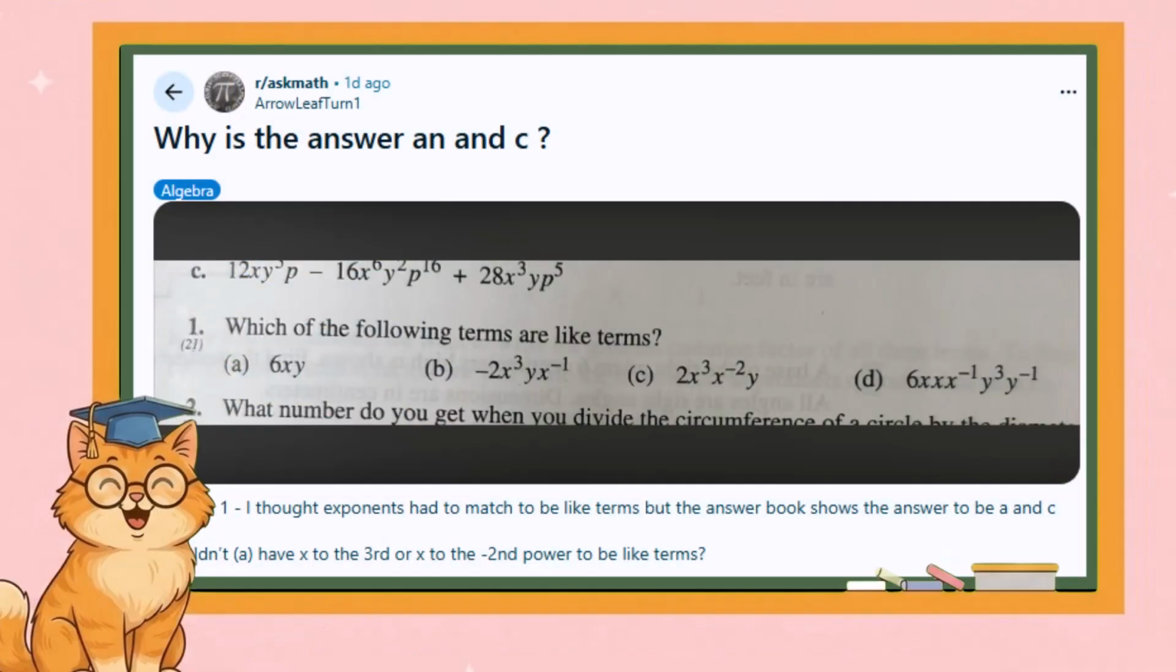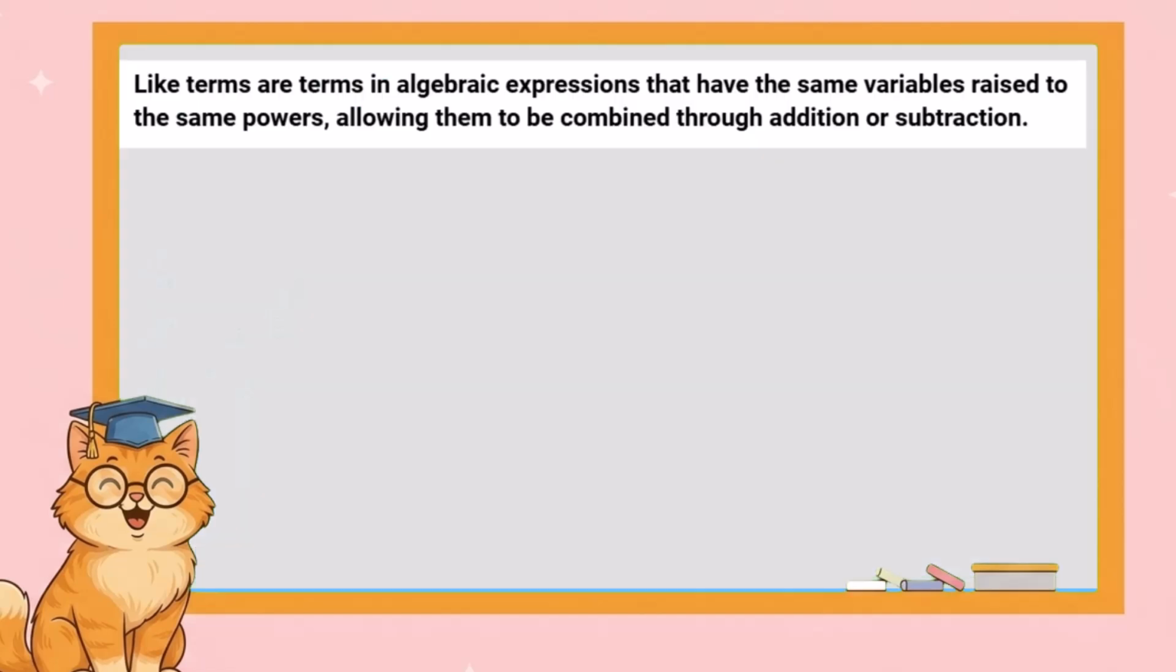Today's question from Reddit comes from an algebra type question, and it's on like terms. In our poster, they already went to the back of the book, they saw that the answer is A and C, and they're just unsure how they go about getting there.